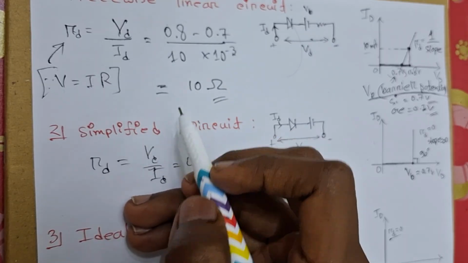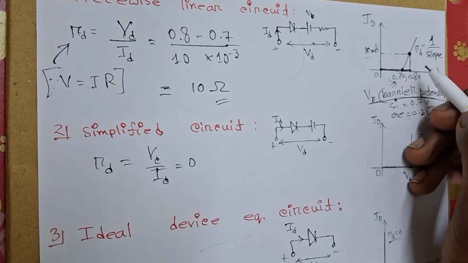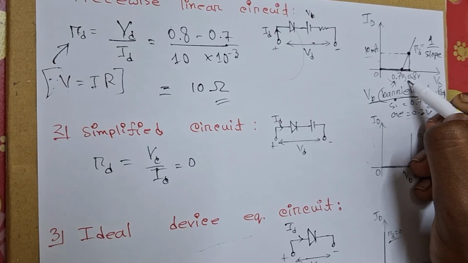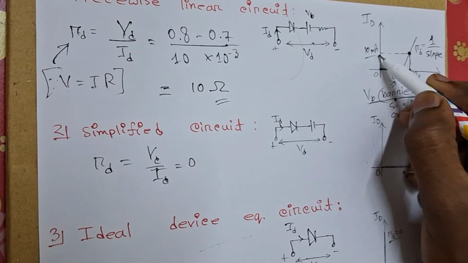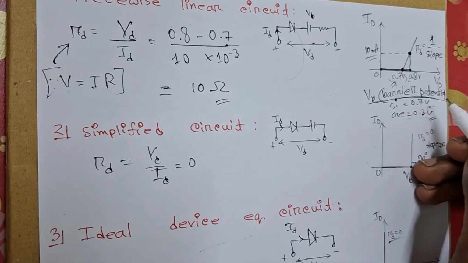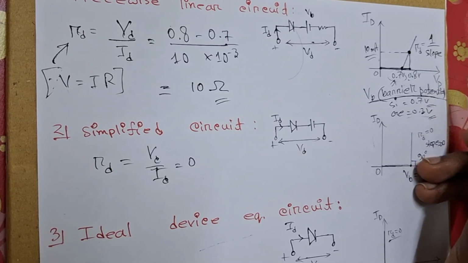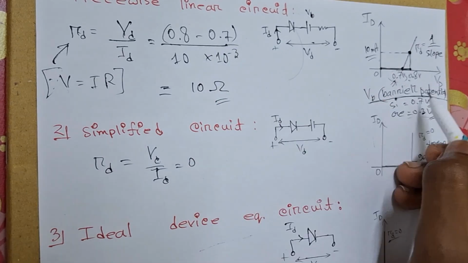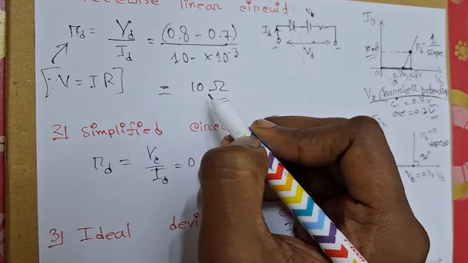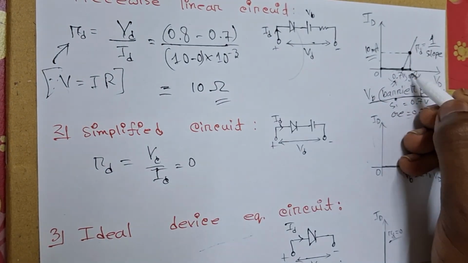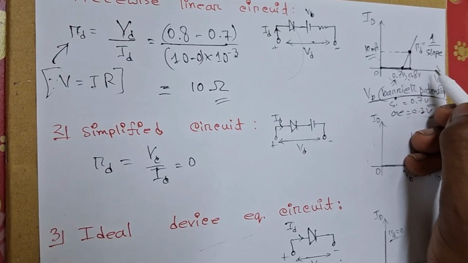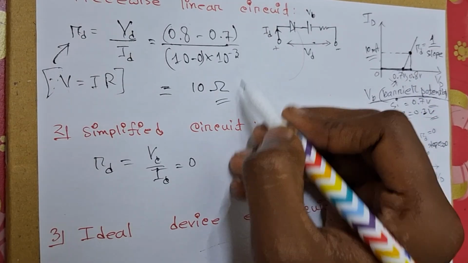So for example, let's say we have a point here and we want to calculate the diode resistance. We see the voltage is 0.8 volts, for which we are getting 10 milliamps of current through the diode. So we will find the inverse of the slope, which is VD by ID. VD will be 0.8 minus the barrier potential, and ID will be 10 minus 0, because we're calculating run by rise, not rise by run, since it's the inverse of the slope. I hope you can understand. If we calculate this, we will get 10 ohms.